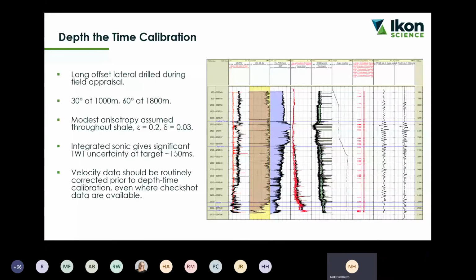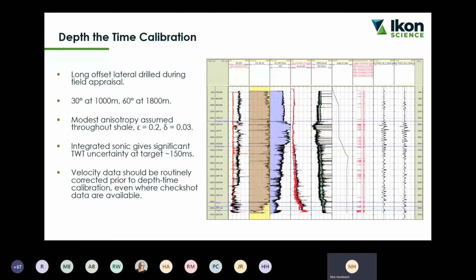Depth time calibration. This is a long offset lateral, so it's got high deviation out to 60 degrees in the deeper section. So basically, whenever you're looking at these highly deviated wells, you're going to want to be looking at anisotropy and the impact of anisotropy on the velocities.